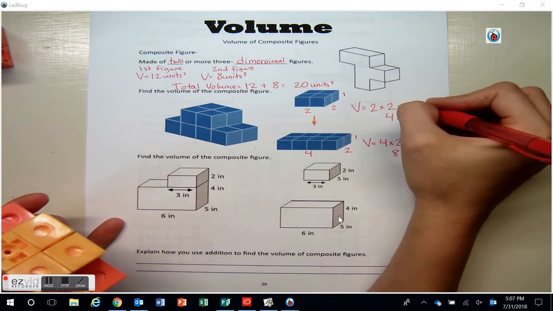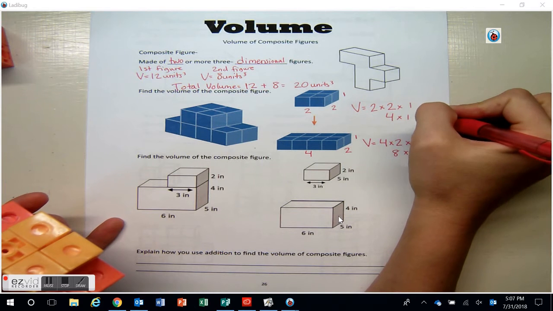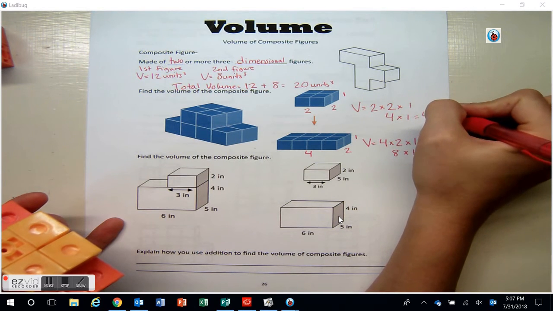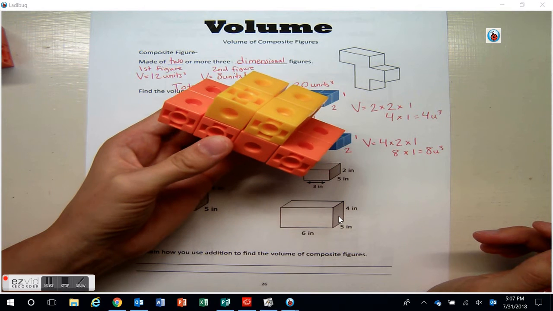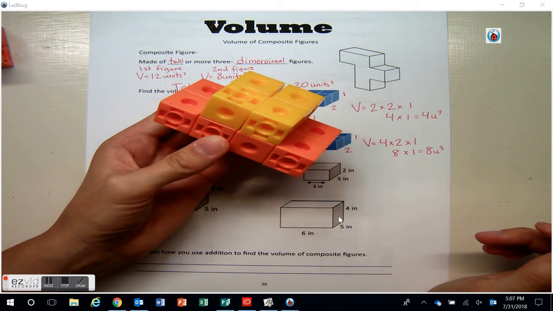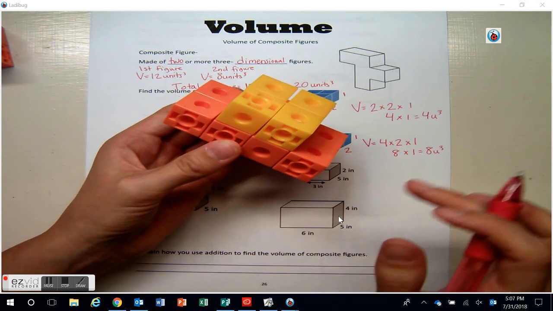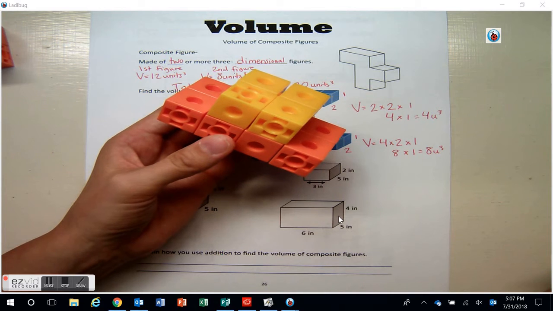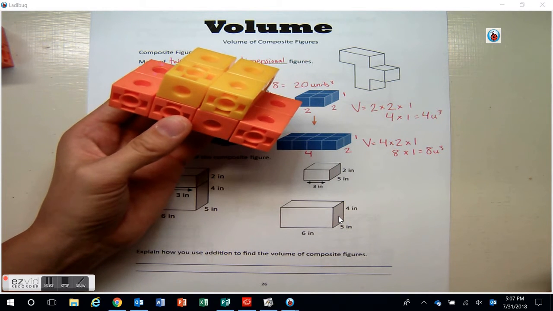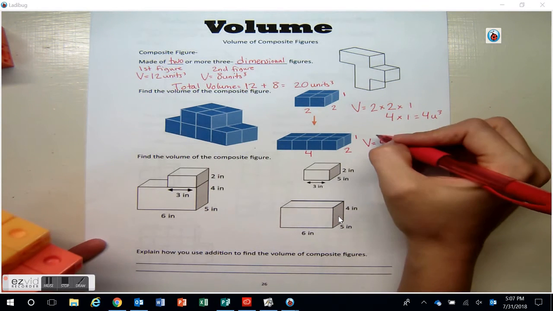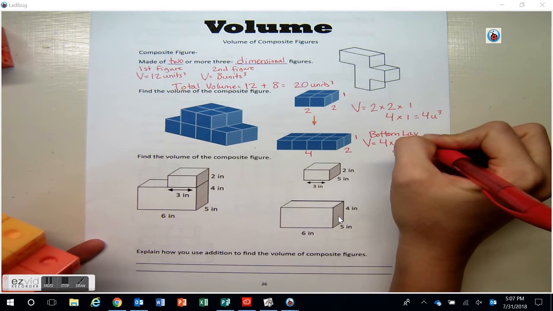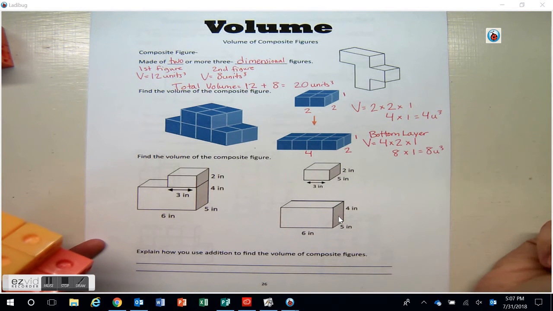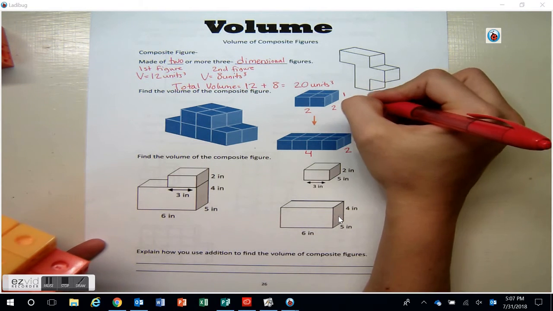Now we're looking at the top layer. The top layer has a 2 by 2, so 2 units by 2 units. Length times width, and I'm going to multiply that. That was 4. I'm going to multiply that 4 by my height of 1. And 4 times 1 is 4. So I have 4 units cubed for the volume of my top layer.